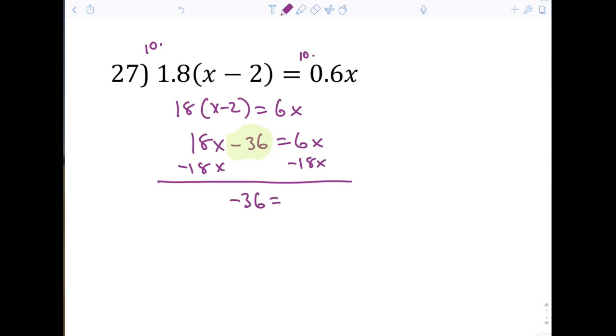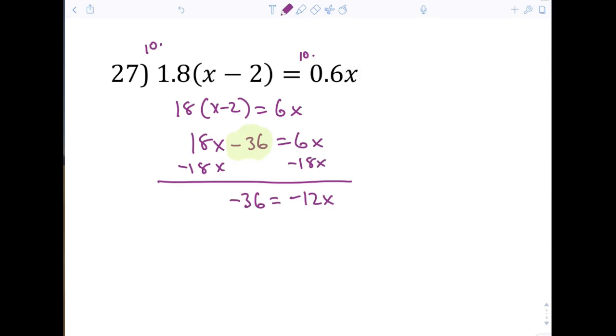And what's 6 minus 18? What's 6 minus 18? Negative. Negative 12x. Wouldn't it be?